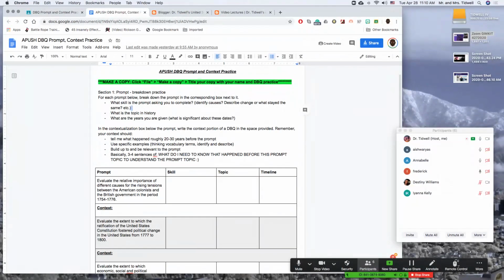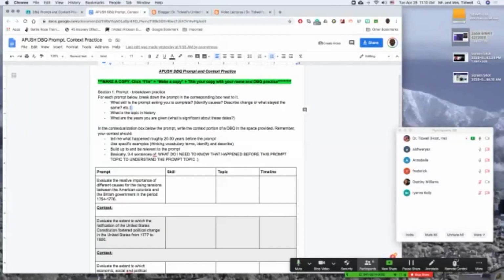Use specific examples, thinking vocabulary terms, identify and describe. Build up to and be relevant to the prompt. And basically, through 3 different sentences, what do I need to know that happened before this prompt? Topic to understand the prompt. Okay. So again, all you're doing in the contextualization is saying, what do I need to know that happened before this prompt? Topic to understanding the prompt.